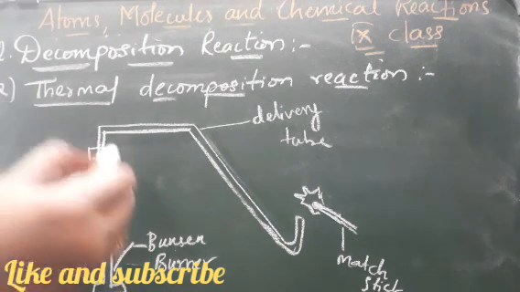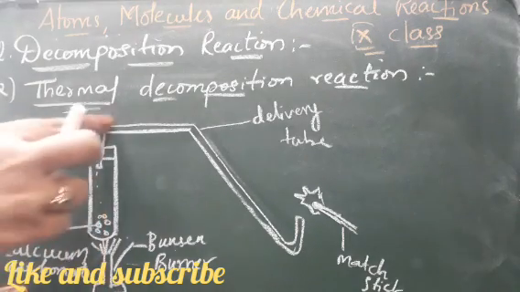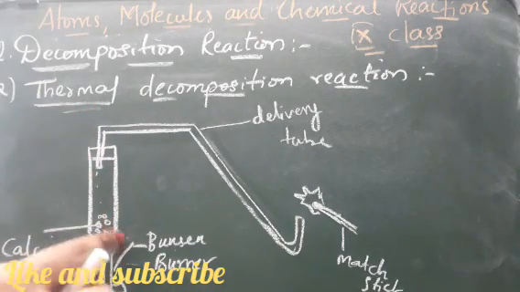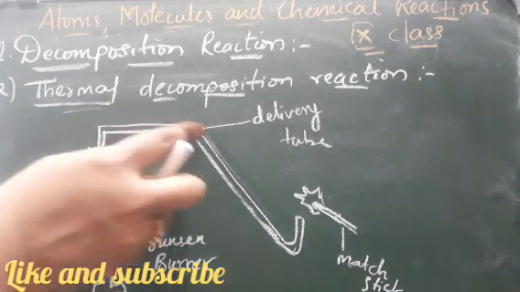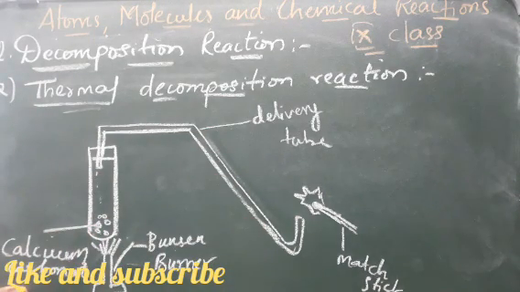Okay, so why is it called thermal decomposition? Because we are using heat. Here heat energy is converting the reactants into products, right? When we are heating, we are using heat energy here. So that's why it is called thermal decomposition.